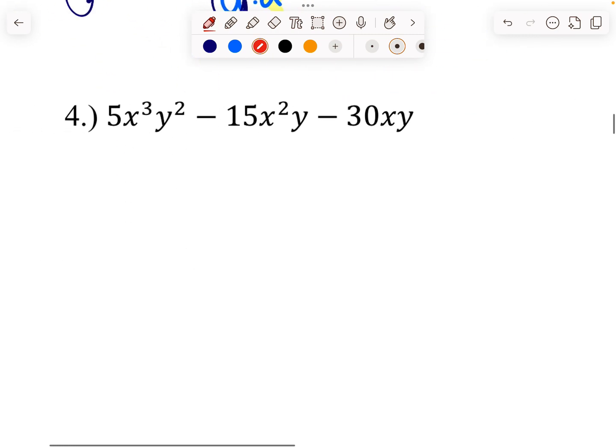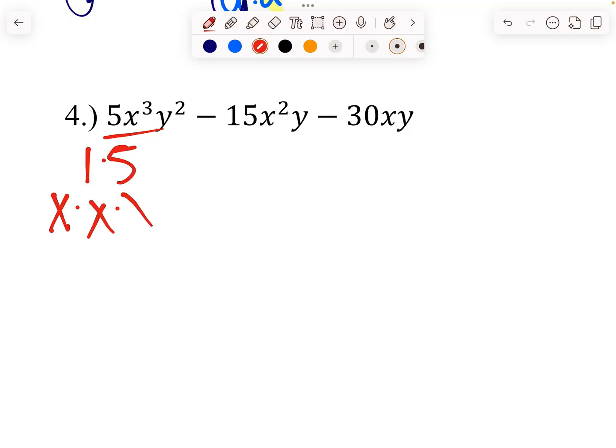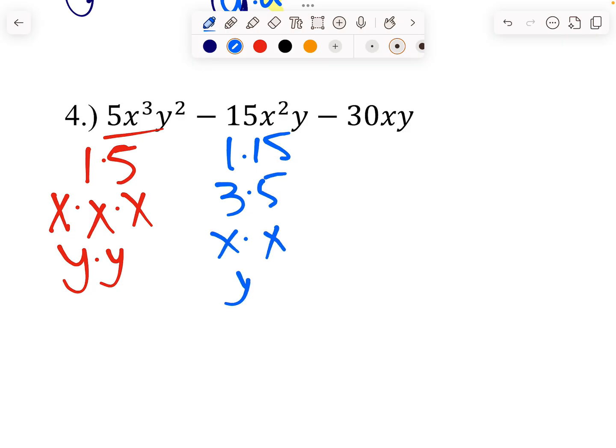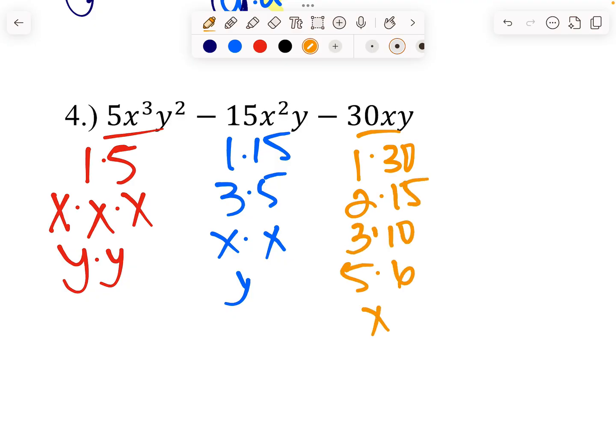All right, and then the last one, same thing. We're going to take our numbers and write out our factors. And then we have our letters. So we have 15, 3 and 5, x, and a y. 30, and then x and y.